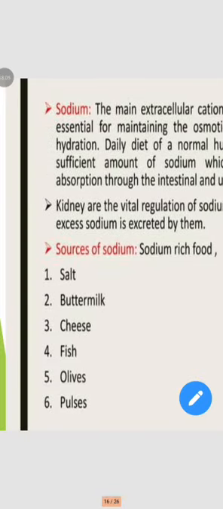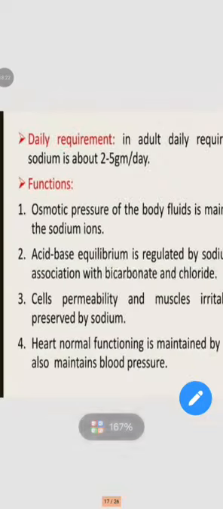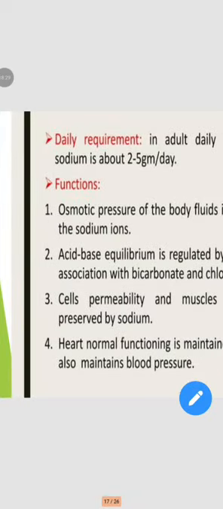Because excess sodium is excreted by them. Sources of sodium are rich in food: salt, buttermilk, cheese, fish, olives, pulses, etc. Daily requirement in an adult: the daily requirement of sodium is about 2 to 5 grams per day.